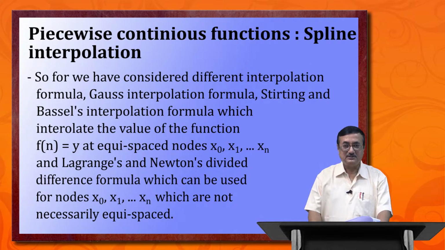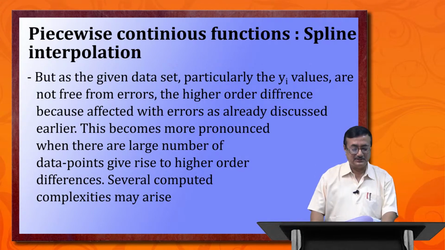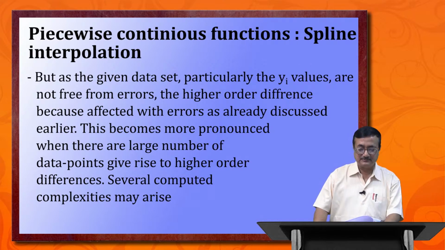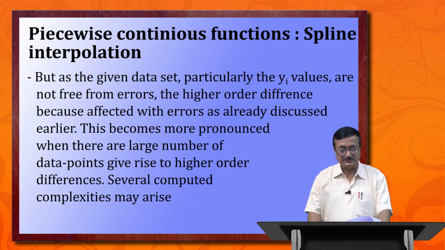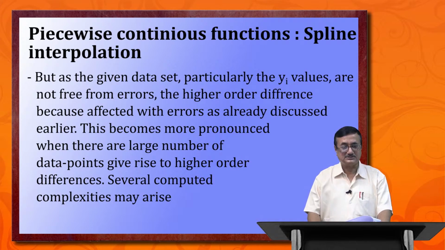which takes care of the value of the function at the nodal points as well as the value of their derivatives at the nodal points. But the given data set, particularly the yi values, are not free from errors. There must be rounding errors, there must be observational errors. The higher order differences become affected with errors, as already we have discussed.